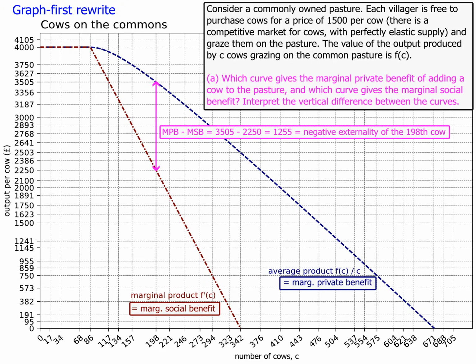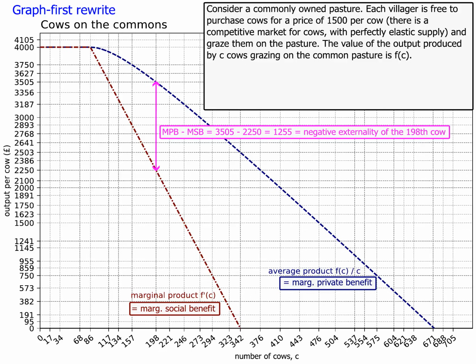For example, when the 190th cow is added, the farmer receives 3,505, while total output increases by 2,250. The difference is a negative externality imposed on all the existing cows. Hence, this first question engages students with a graph and introduces a model using the language of externalities rather than requiring a generic definition. The exercise then proceeds just as before the rewrite.